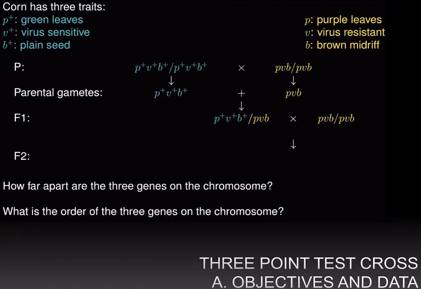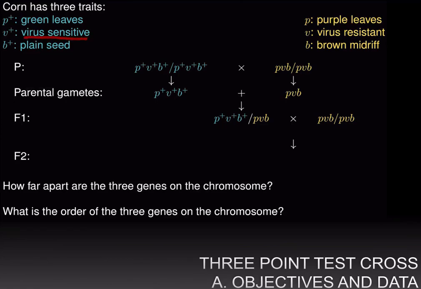Before we go into the details of the cross and how to figure out the distance between genes, let's introduce some genes that we are using as an example for this 3-point Testcross. In corn, wild type plants have green leaves, and it's a dominant trait P+, but there is a mutant that produces purple leaves denoted with P, and it's a recessive mutant.